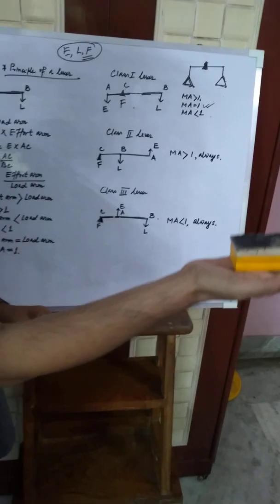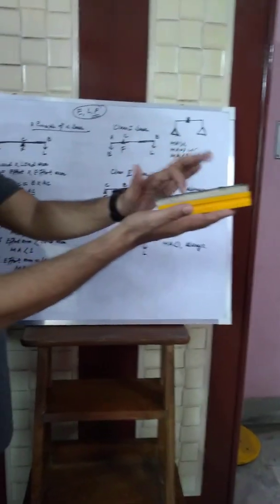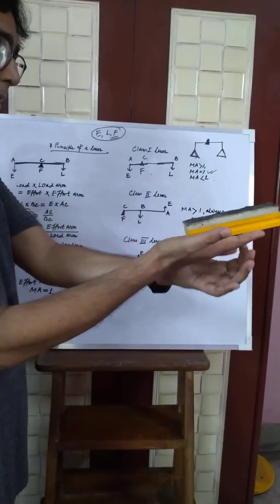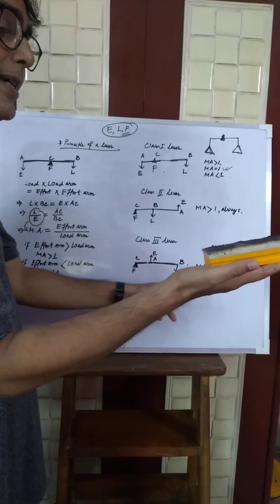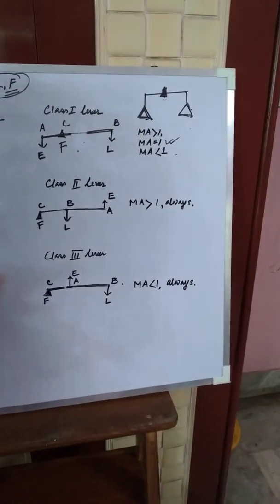Now we are applying the effort. The effort is in the upward direction, and the weight of the object, that is the load, is in the downward direction. So always care about the direction of the effort and the load in the three kinds of lever.